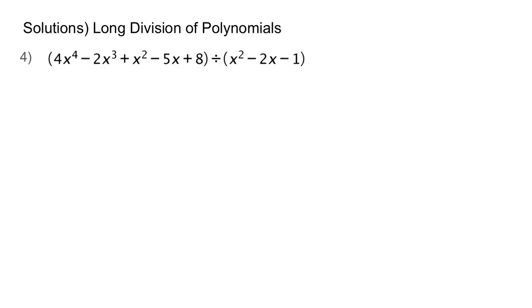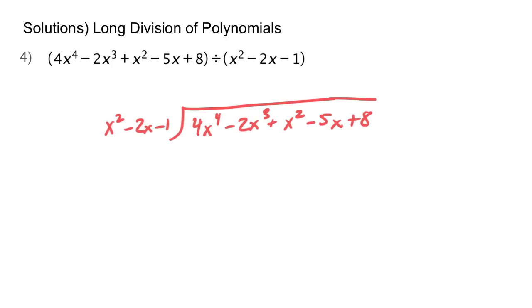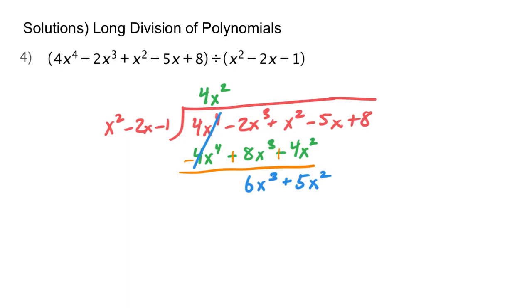All right, so the first thing I'm going to do is write this out using my long division format. I will now see what times x squared will give me 4x to the 4th. I'll distribute that 4x squared. I will turn this into a subtraction. I'll subtract and change my signs. I'll bring down my next term. And I'll repeat my process.